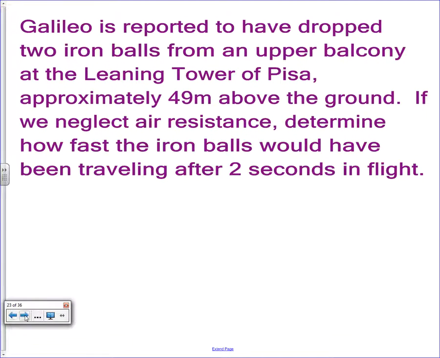Alright, Galileo is reported to have dropped 2 iron balls from an upper balcony of the Leaning Tower of Pisa. You guys know what that is, right? Okay. Approximately 49 meters above the ground. If we neglect air resistance, determine how fast the iron balls would have been traveling after 2 seconds in flight.